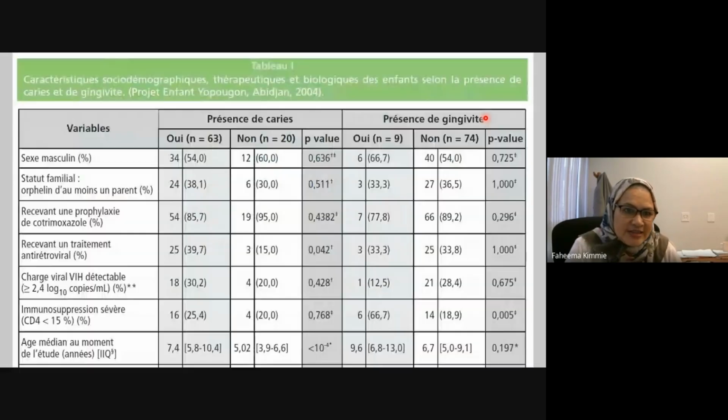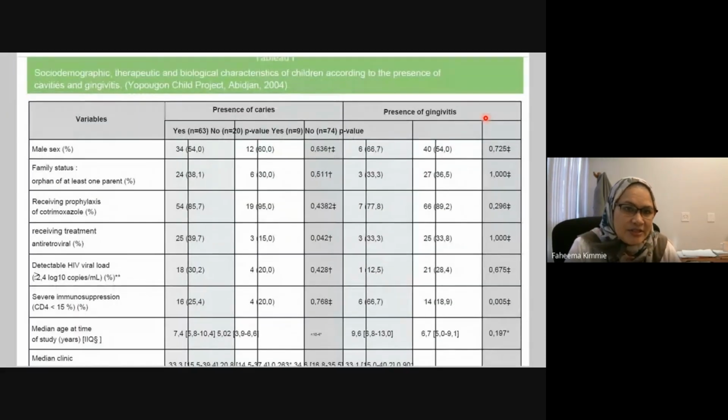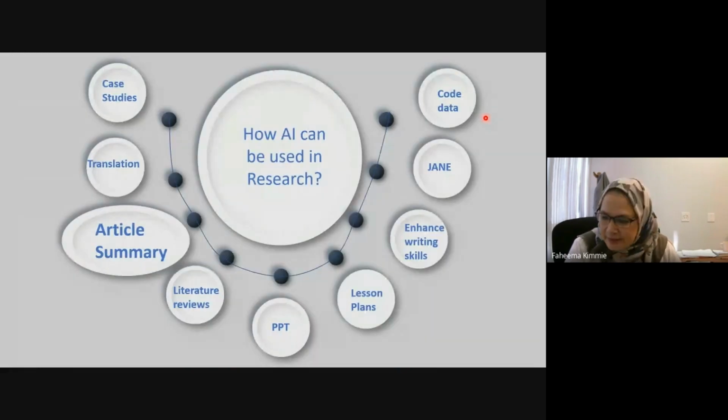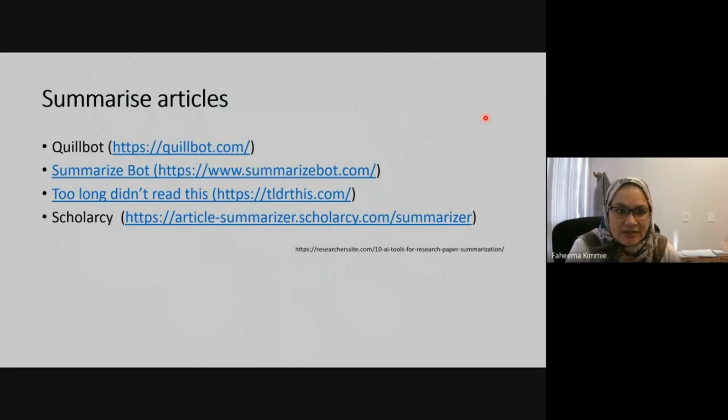AI can be used for translation. This is a French article, and this is the same article done in English. And I used this by uploading the document into Google Translate. Can you believe it? Article summaries, like Tanil mentioned before, you can summarize articles.